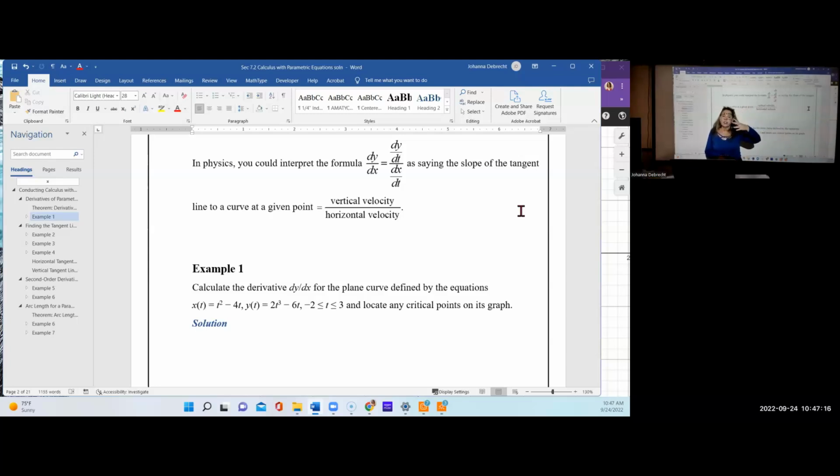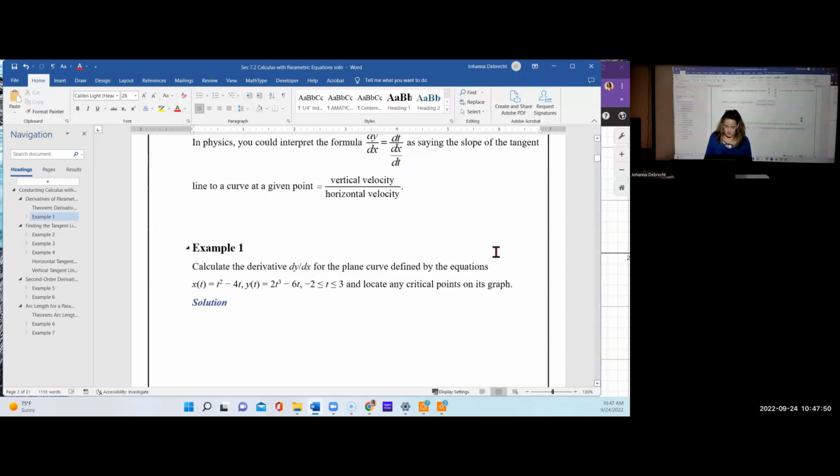So the change in vertical position with respect to time, well, that sounds like velocity, right? So this is basically the vertical velocity, dy/dt. And dx/dt, well, x is the horizontal position. So the change in horizontal position with respect to time, that also sounds like velocity. So basically the derivative here, the slope of the tangent line at a given point on the curve, is equal to the vertical velocity divided by the horizontal velocity. That's just one way to interpret it.